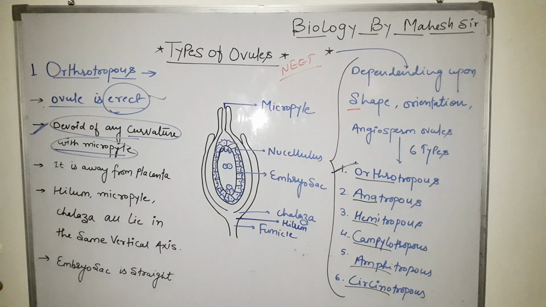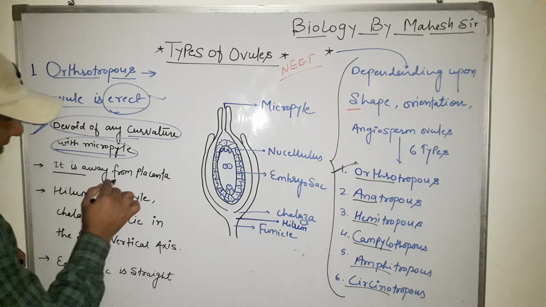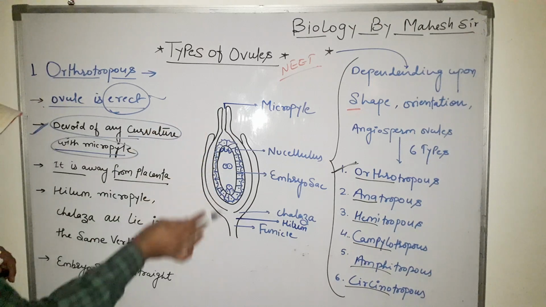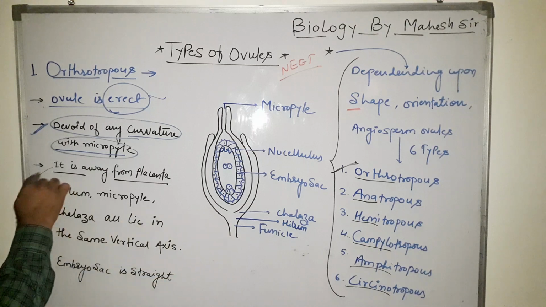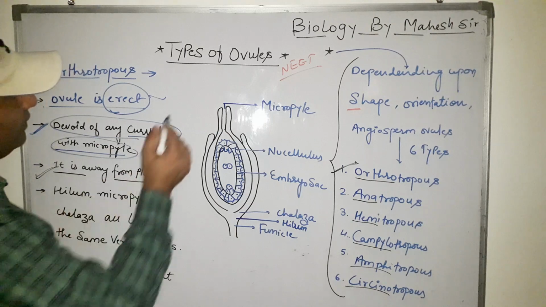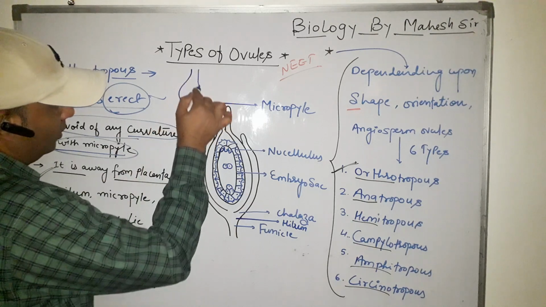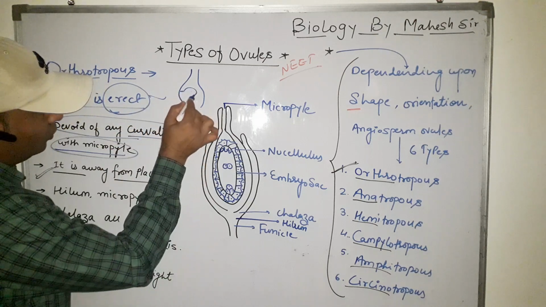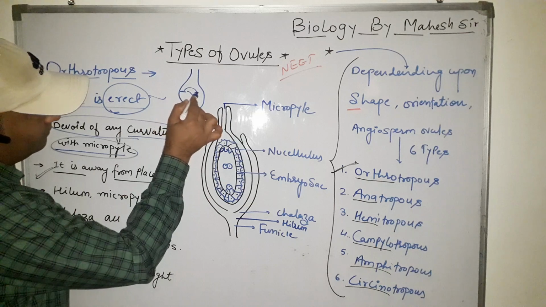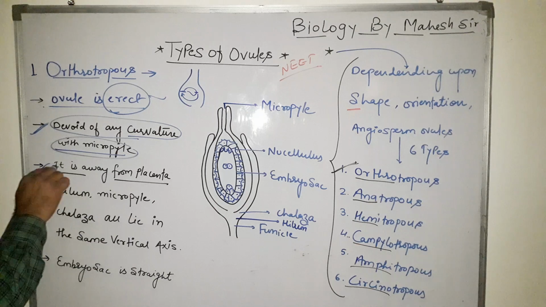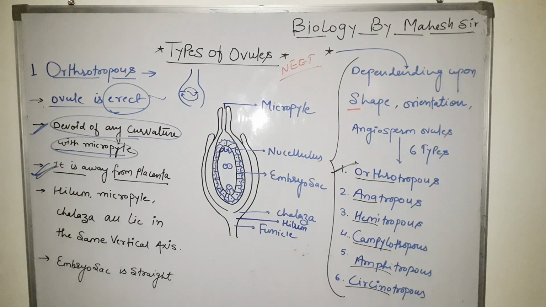Now third, it is away from placenta. Now which thing is away from placenta? That means the micropyle is away from the placenta due to this position. Clear? We can demonstrate it on a diagram. If we draw the diagram of ovary, then we can construct this ovule. So the micropyle is away from the placenta. So it is the third characteristic of orthotropous ovule.